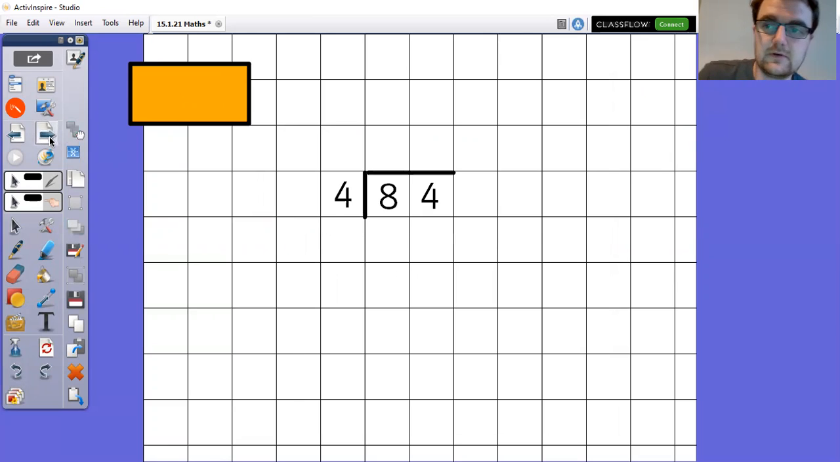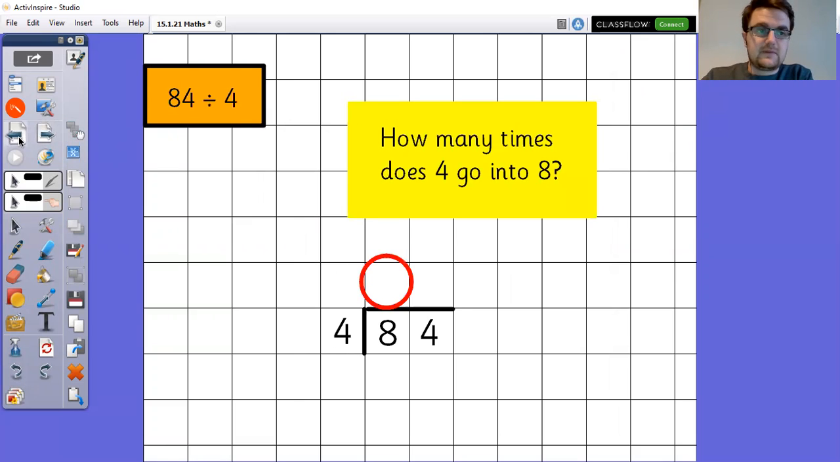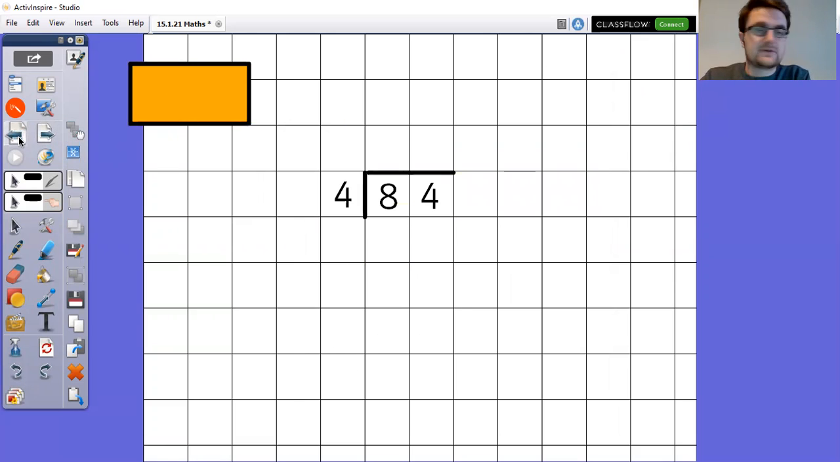Now, some of you will be familiar with something called the bus stop method, which is a really, really effective way of doing it as well. And we're going to keep using this throughout. So I have to put them in this formation. It's called the bus stop method because we imagine that the 2 lines are a bus stop.